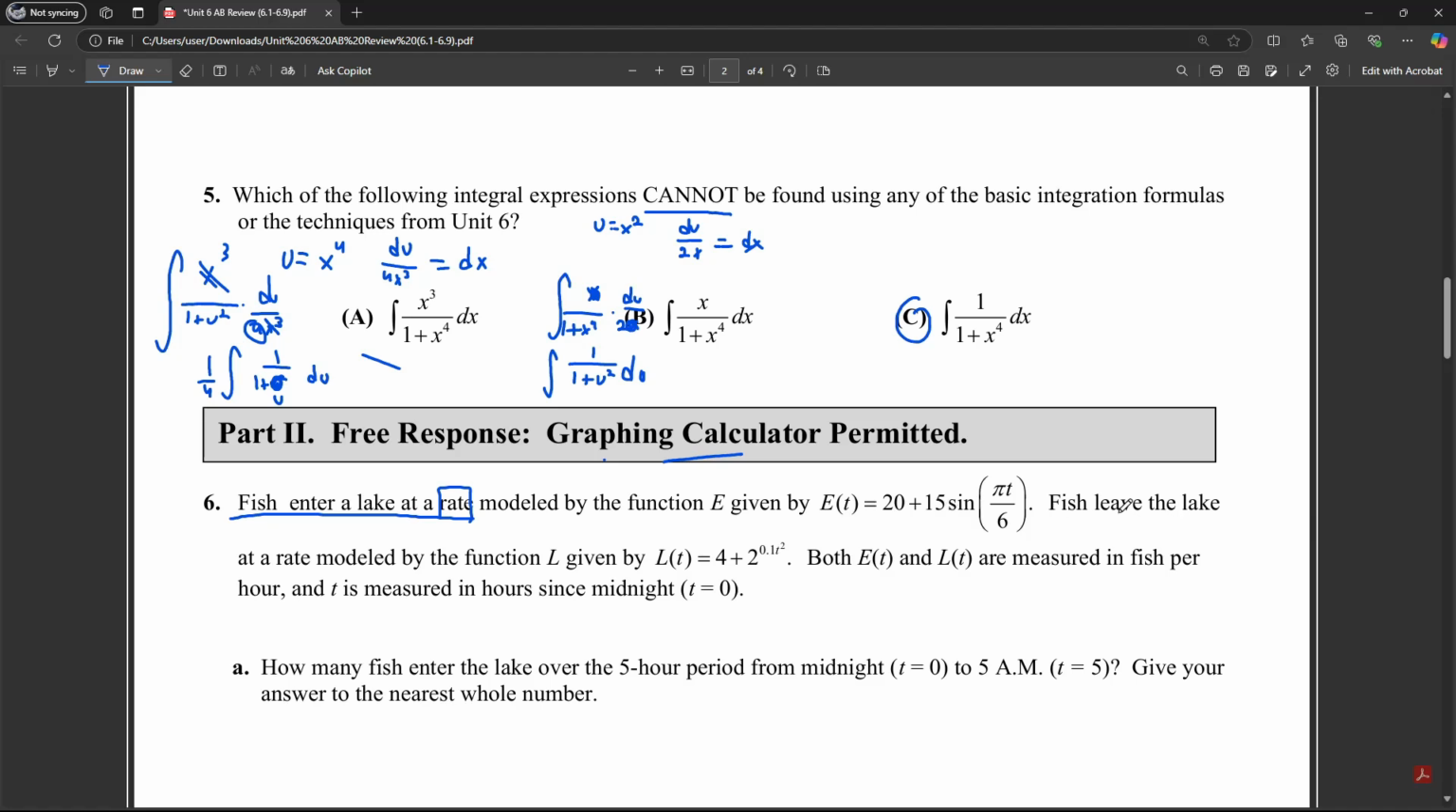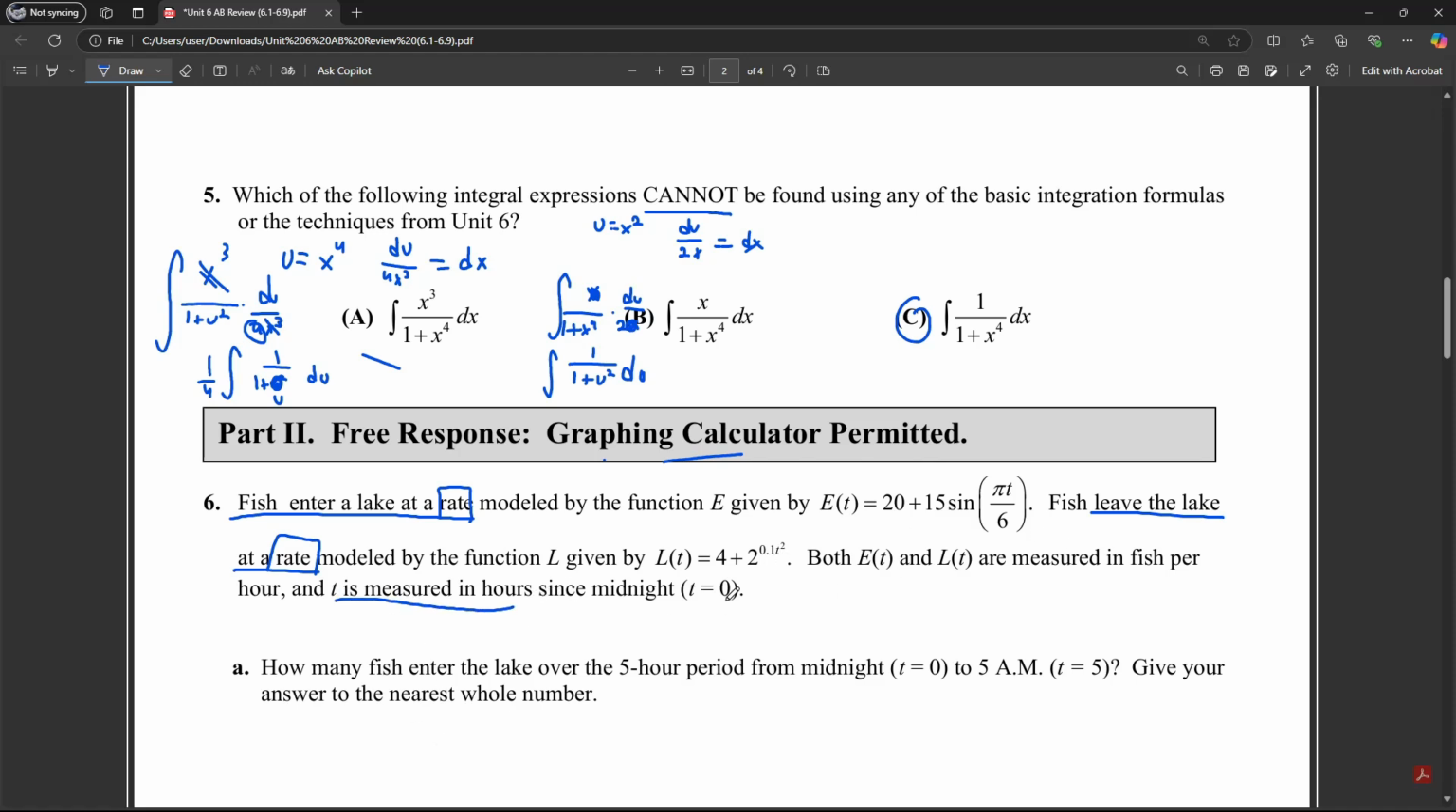And then fish leave the lake at a rate as well, modeled by the function L, which is just 4 plus 2 to the 0.1 t squared. So this means how many fish are entering and leaving per hour since midnight.